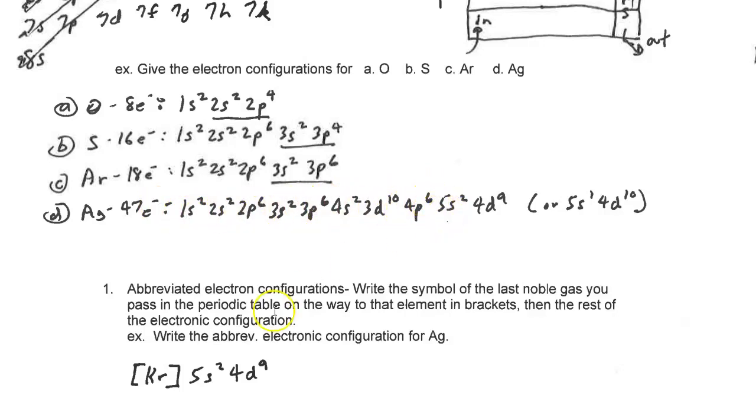So now I just write 5s2 4d9, or 5s1 4d10, and that's it. That's how you write the abbreviated electron configuration. So you're showing information about the outer electrons, and you're just putting the rest in.